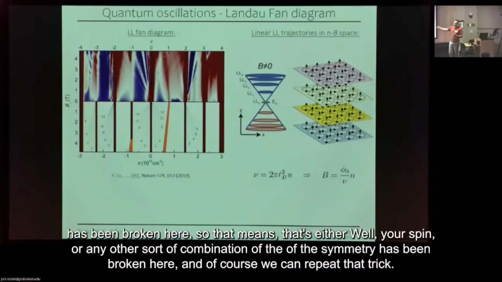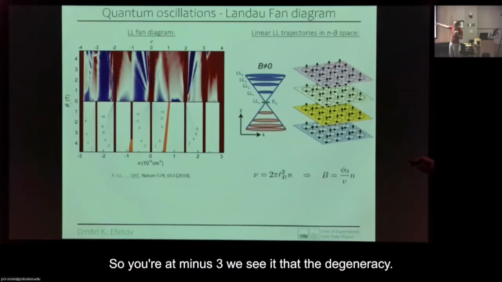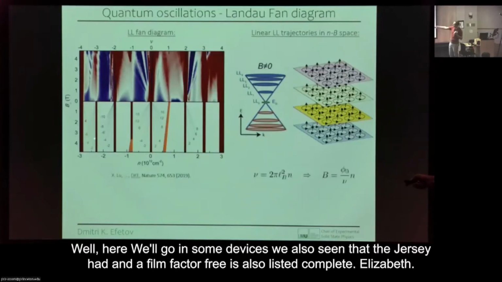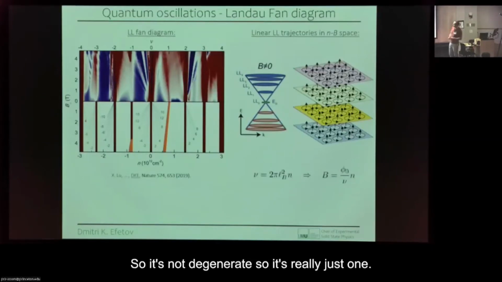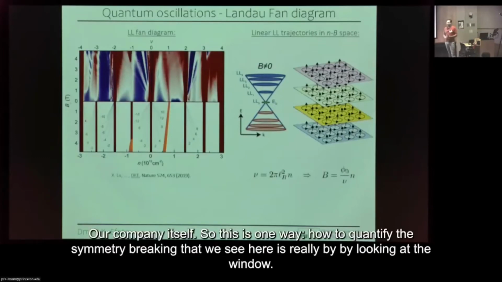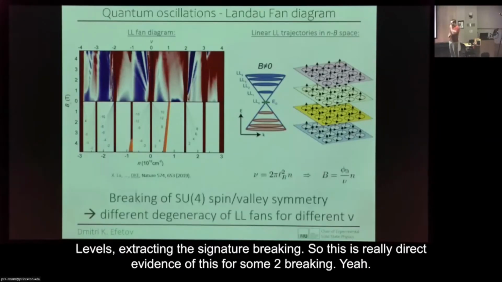So that means that either valley or spin or any other combination of the symmetries has been broken here. And of course, we can repeat that trick. So here at -3, we see that the degeneracy... in some devices, we have also seen that the degeneracy at filling factor 3 is completely lifted, so it's non-degenerate, it's really just one electron bringing itself. So this is one way to quantify the symmetry breaking that we see, by looking at the Landau levels and extracting the symmetry breaking from there. This is really direct evidence of the SU(4) symmetry breaking.